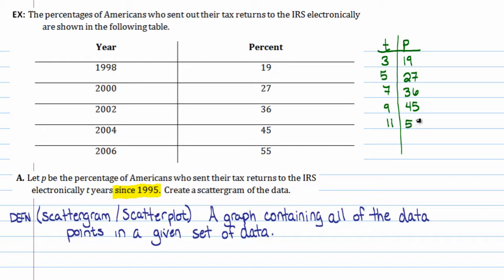What we really want to pay attention to is that a lot of real world examples do this, where they change the input variable slightly. Instead of saying we're going to let T equal 1998 and then 2000 and 2002, it's much easier to deal with smaller input values. So since T is the number of years since 1995, now our input values for this data are small, they're manageable. So when we plot it, we don't have to go over 1,998 units. We only go over 3 units. So let's go ahead and plot this data.